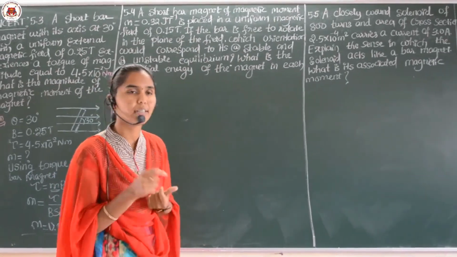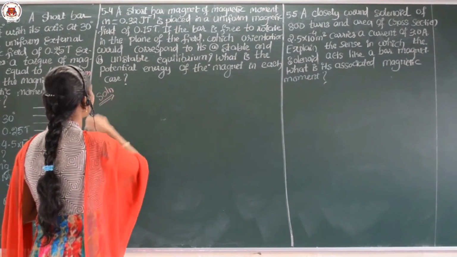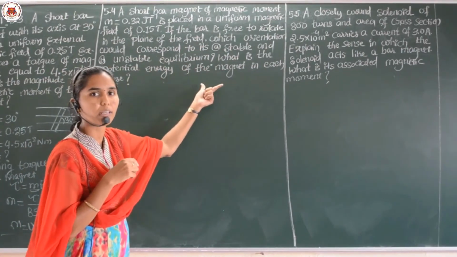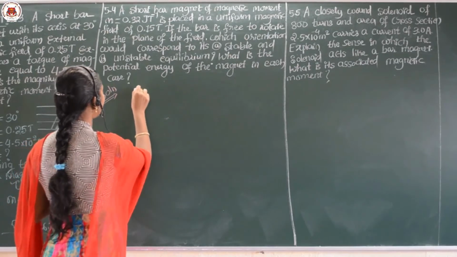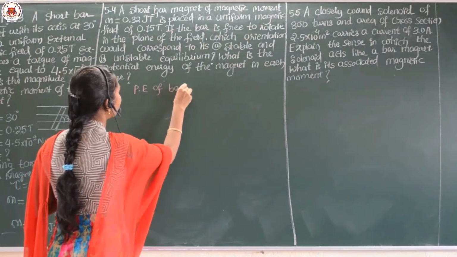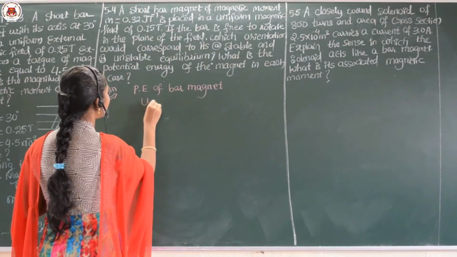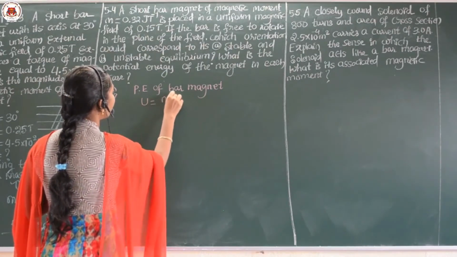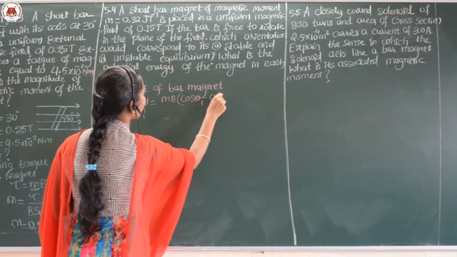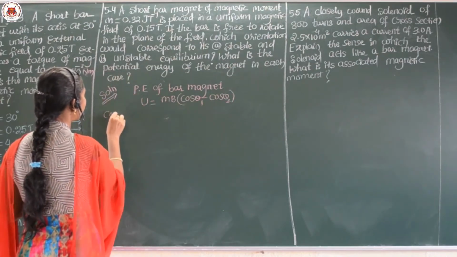So during this condition, I can find the solution for this, that is what is the potential energy we need to calculate here. Generally the potential energy of a bar magnet is given by U is equal to mB (cos θ1 minus cos θ2). We have this formula.